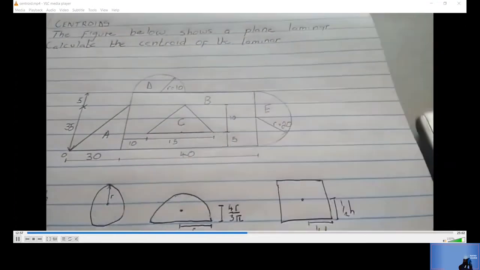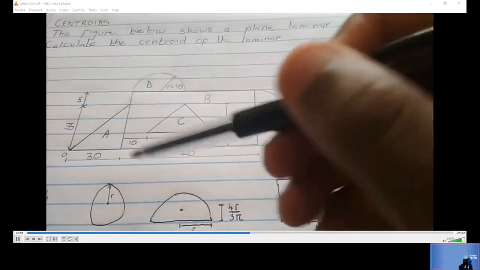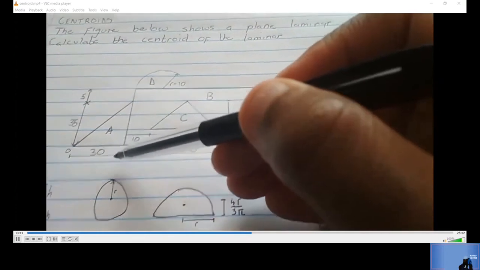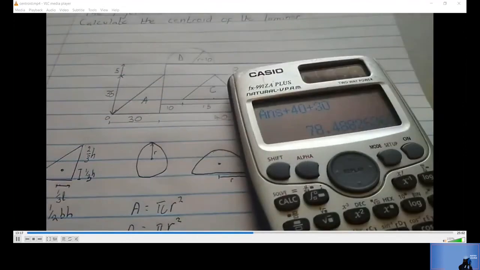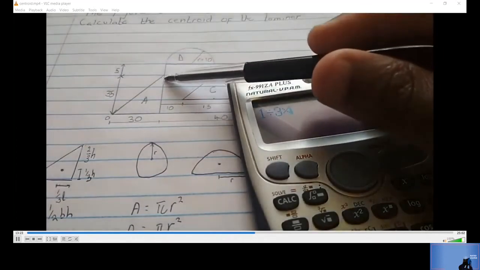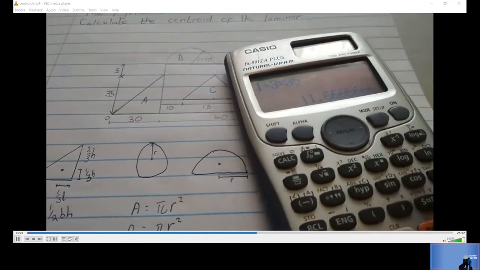We'll round it off to 49. Okay. Now we need to look on the y-axis. Starting at A again, we know that the distance from there to there is 1 over 3, as we had discussed here. So we're going to say 1 divided by 3 times the height we're given, which is 35 of the triangle, times 35. And we get 11.67. Take it, write it down here.